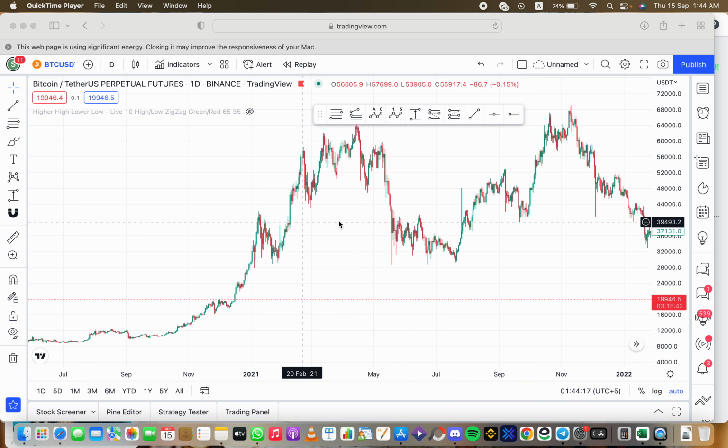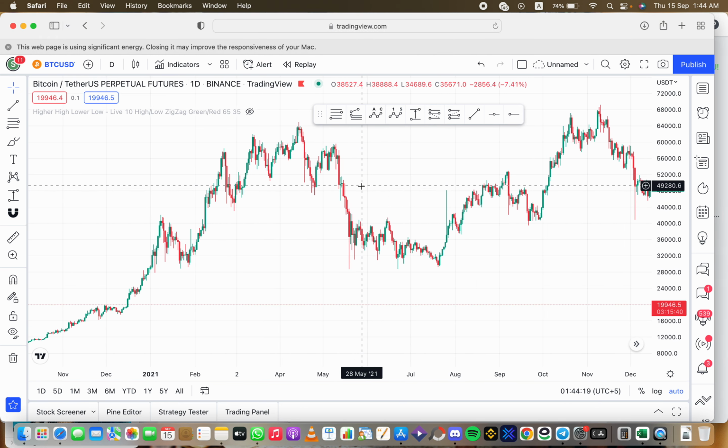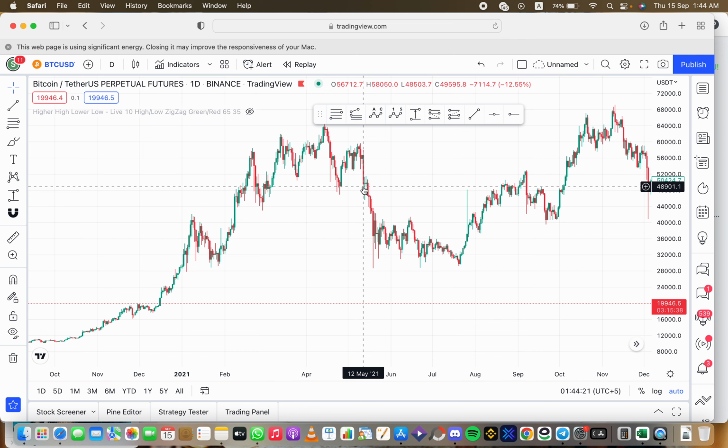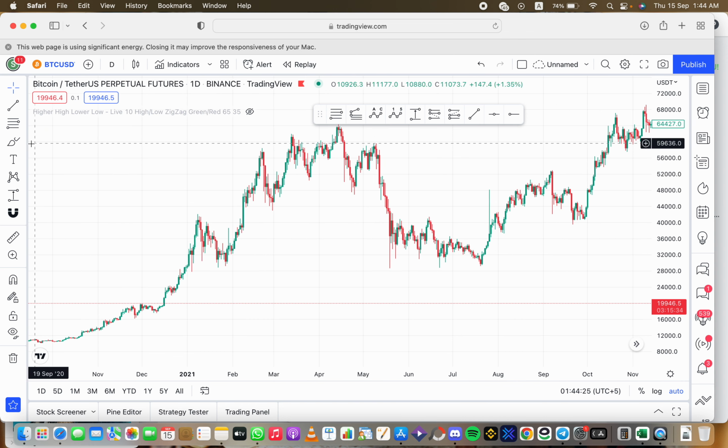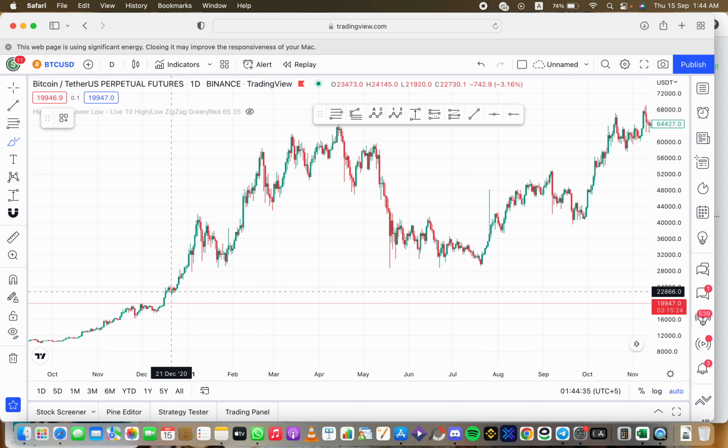So let's start with market structure, what price action is, how we check the trends, and how we trade. If you don't know about higher highs and higher lows, don't worry, I will tell you everything in the course. And if you know, that's even better.